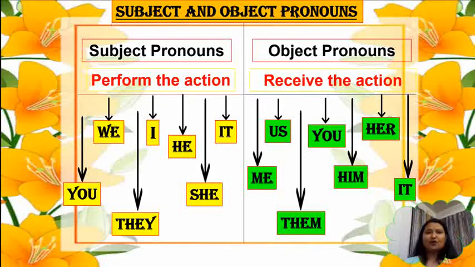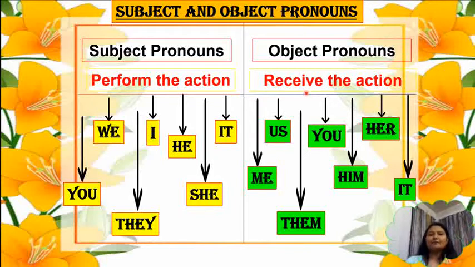Now let's move on to the next topic, that is subject and object pronouns. Now what are subject pronouns? Subject pronouns are pronouns that perform the action in a sentence. So in a sentence you will see a pronoun performing the action, that is doing the action. Okay, and you will also find an object pronoun that receives the action. So object pronouns are pronouns that receive the action in a sentence.